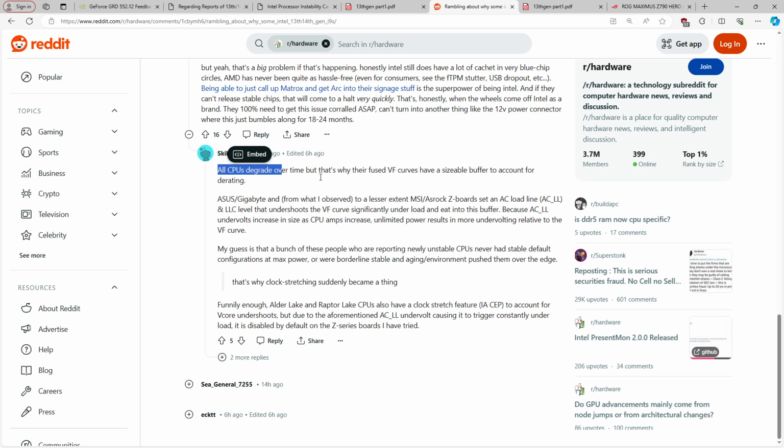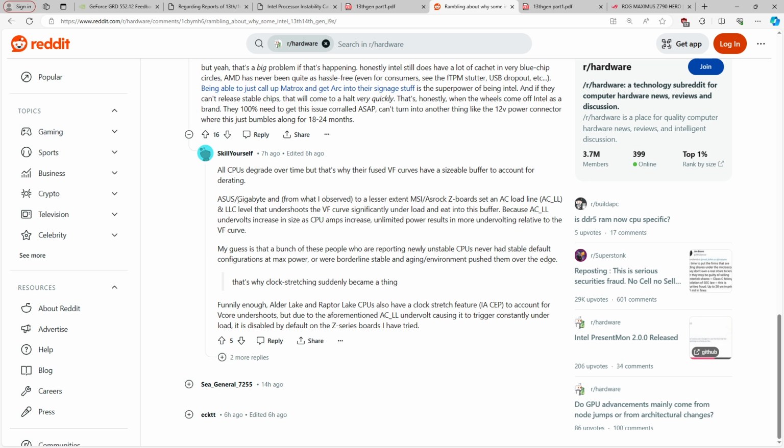"All CPUs degrade over time. That's why their fused VF curve has a sizable buffer to account for derating." This is completely true. This is why you can undervolt things. If everything shipped already at minimum voltage, then after a few years you'd find a lot of things don't work anymore. So undervolting is basically taking the reliability buffer and removing it. But that's not really the part of the comment that I wanted to focus on.